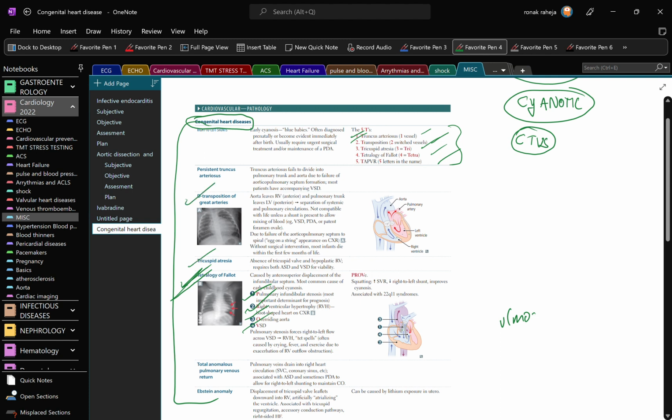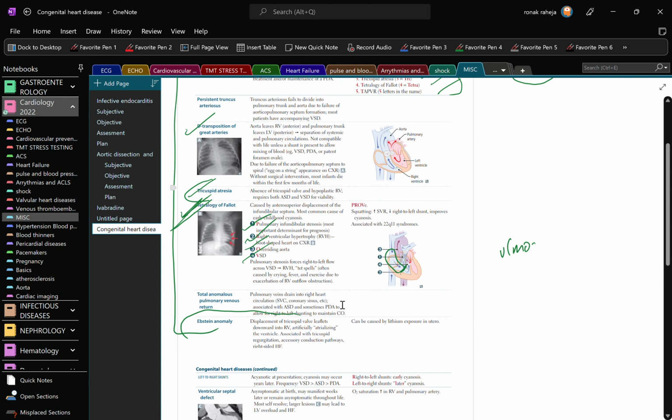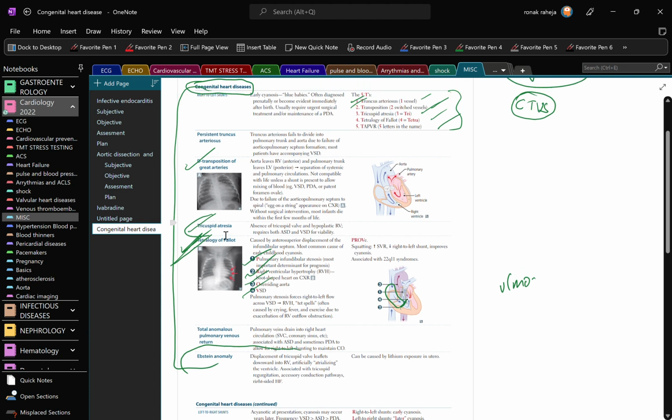And then tricuspid atresia is absence of the tricuspid valve and a hypoplastic right ventricle. So basically the tricuspid valve is not there, and the right ventricle becomes very tiny. So you have a very large atrium. This is very similar to what you see in Epstein's anomaly. In Epstein's anomaly, if the mother takes lithium during pregnancy, then there can be Epstein's anomaly, which causes atrialization of the ventricle, and that is very similar to tricuspid atresia. So they can be interlinked with each other.